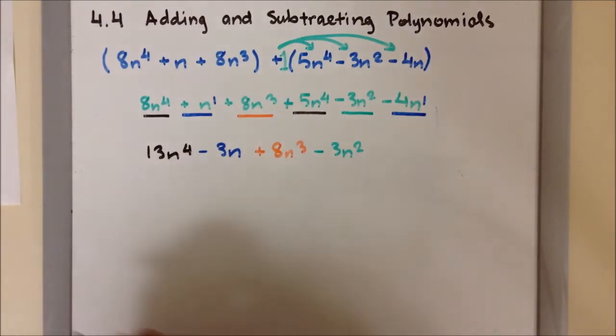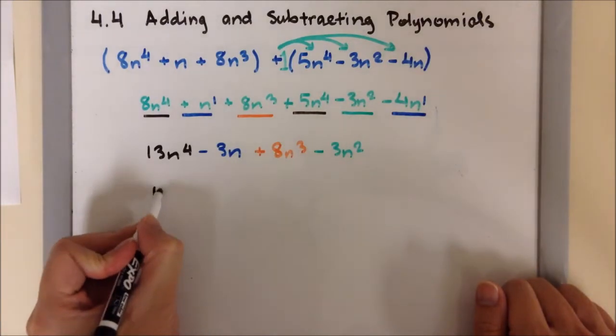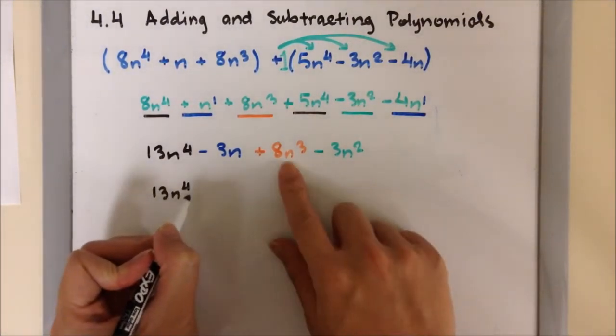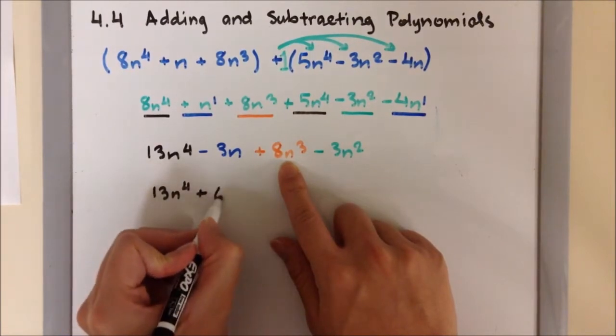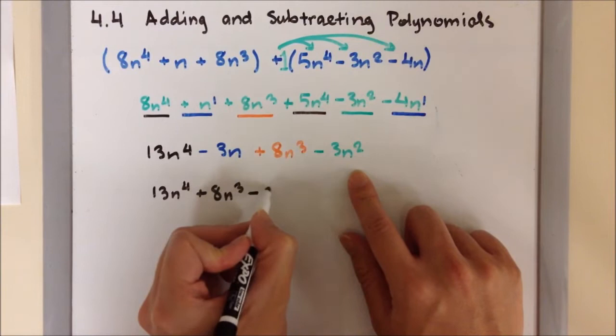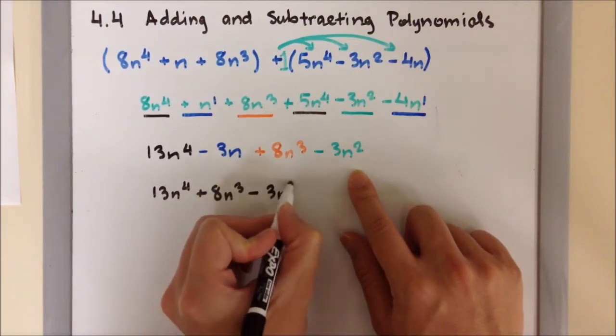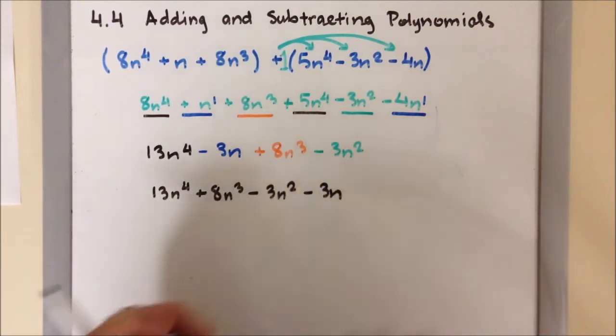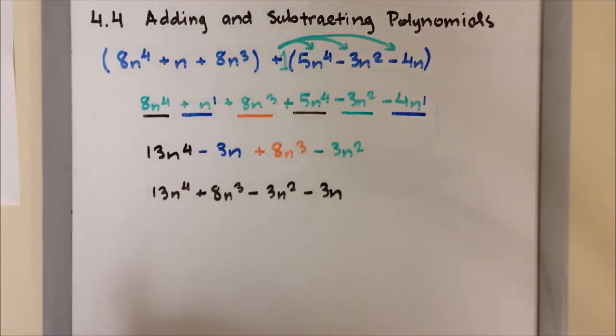So starting with my highest degree, it would be 13n to the fourth. My second highest will be positive 8n to the third. My third highest will be negative 3n squared. And my last one will be negative 3n. So this will be our answer. And I'm just going to box this up.